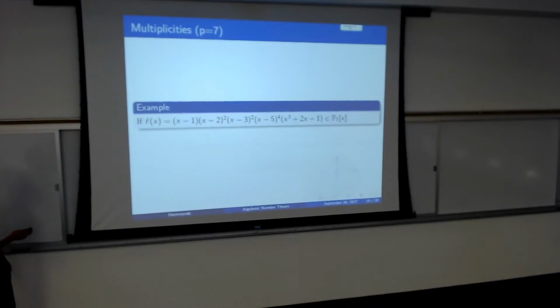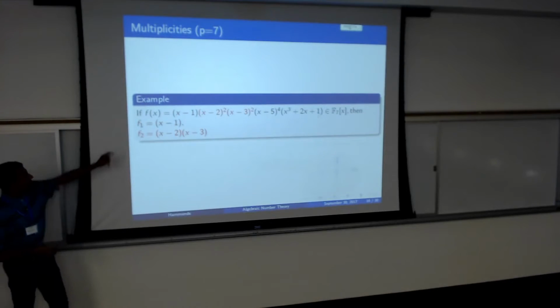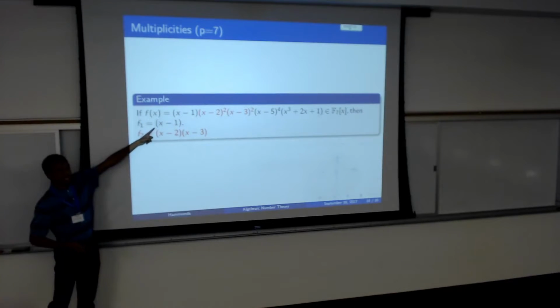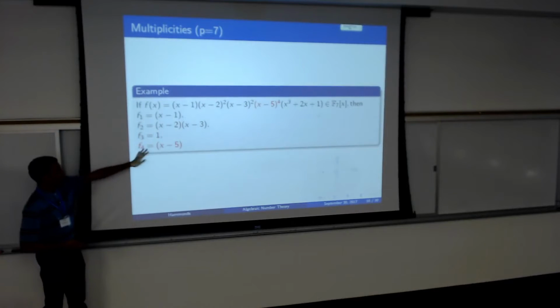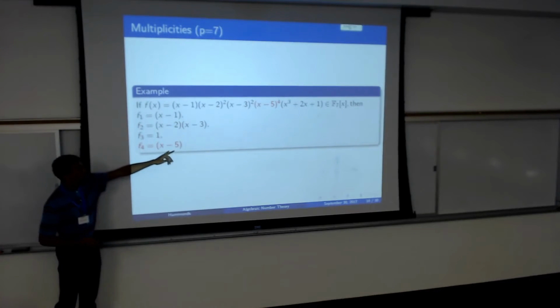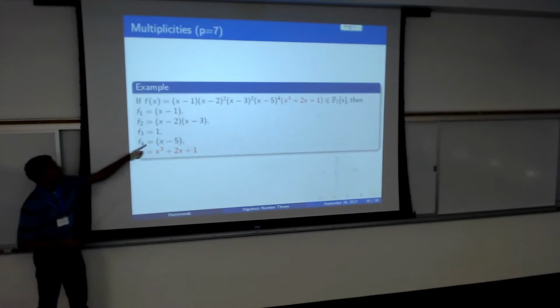As an example, f_1 would be x minus 1, because that's the linear factor of multiplicity 1. f_2 would be x minus 2 times x minus 3. f_3 would be 1. f_4 would be x minus 5, because it appears 4 times. And then the g we attach at the end is just this thing that can't be factored in F_7.